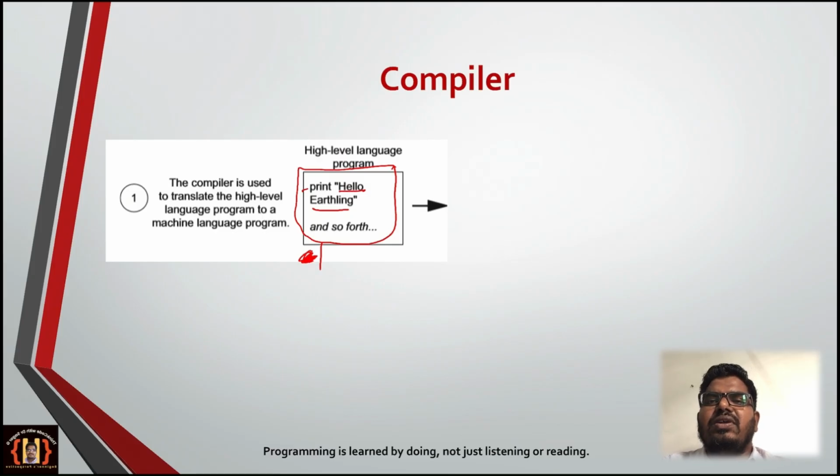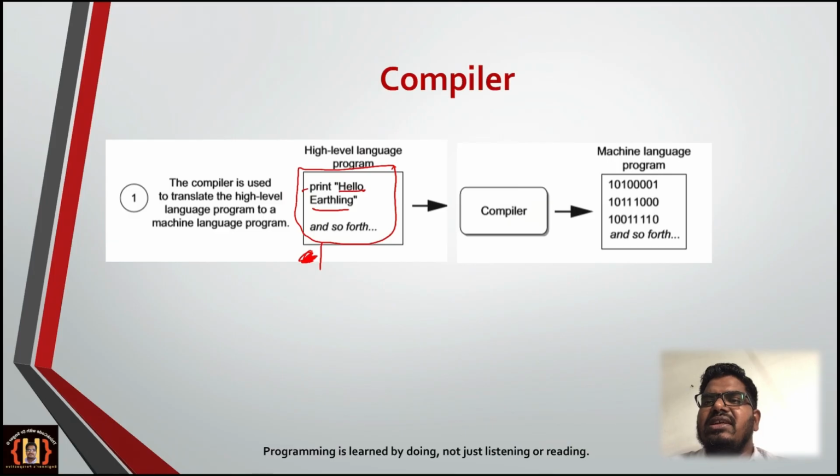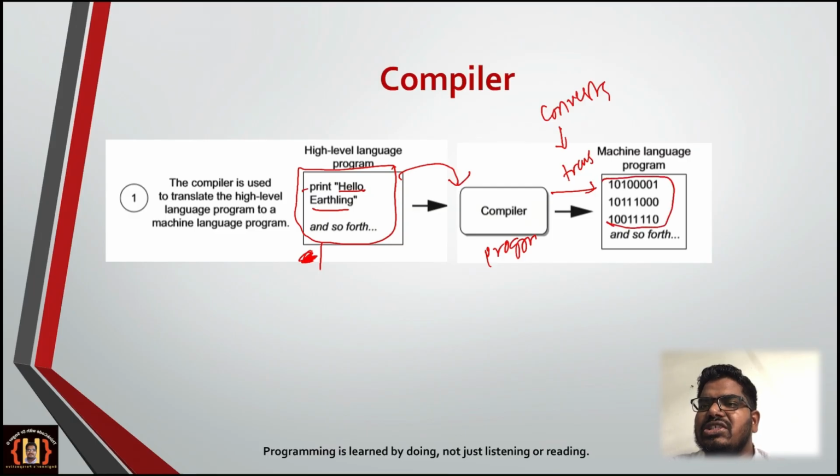So what this compiler will do: this high level language is given as an input to the compiler program. This is also a program, and this program translates. Translates means it will convert. So it converts the code into zeros and ones. You can see here, this hello and print, everything is converted into zeros and ones.